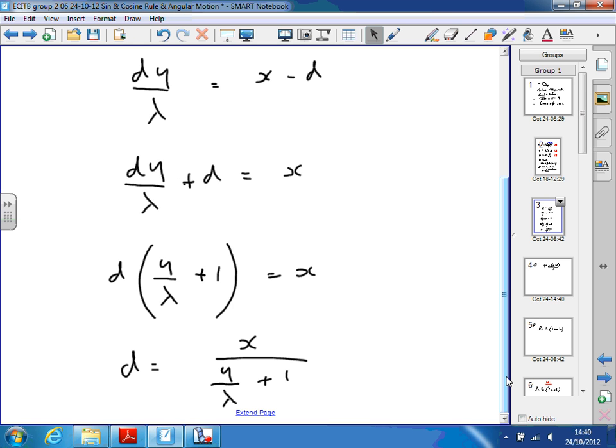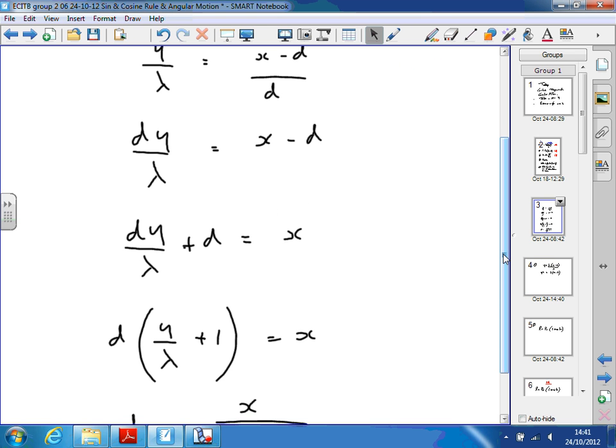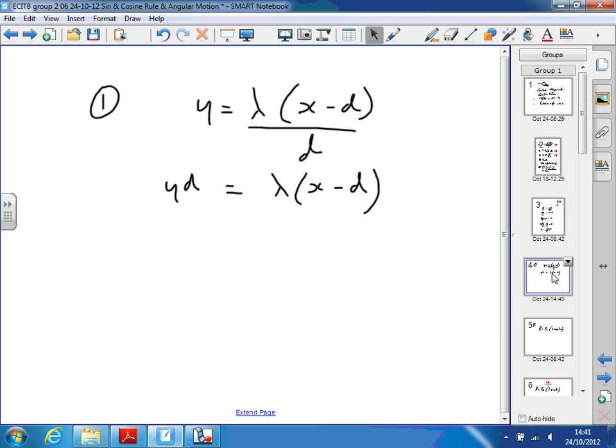However, there's another way we can do it. If instead of dividing both sides by lambda, I would multiply both sides by d first, I'd get y times d equals lambda (x minus d). Now, by doing that, I've now got no fractions. By dividing by lambda, which we did on the previous slide, I've actually introduced another fraction on the left-hand side, right, Miles? If we look at this one, there are now no numbers underneath. So that might make it a bit more straightforward. Let's see how we go and decide whether it does.